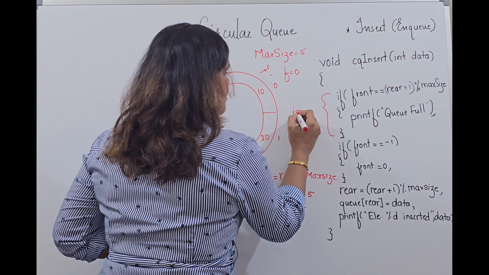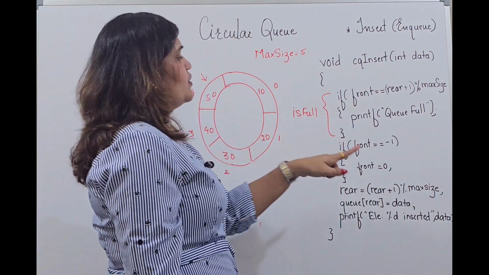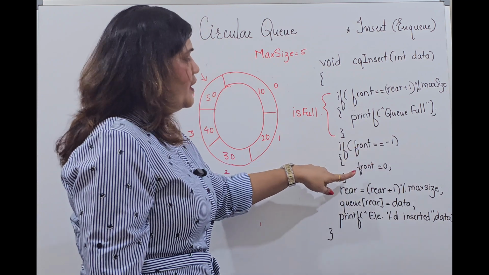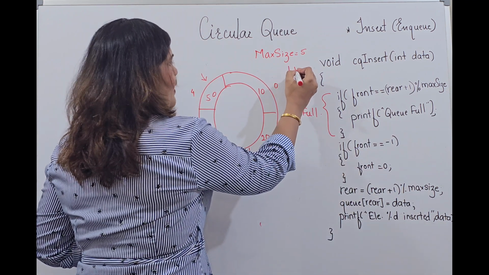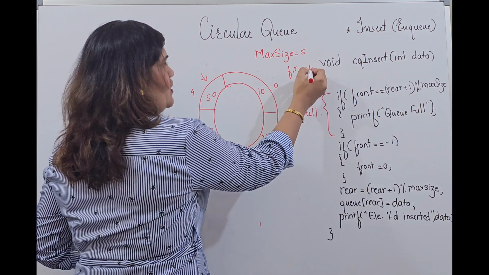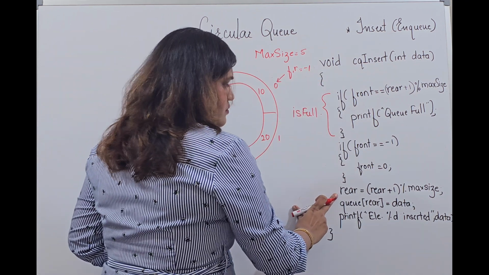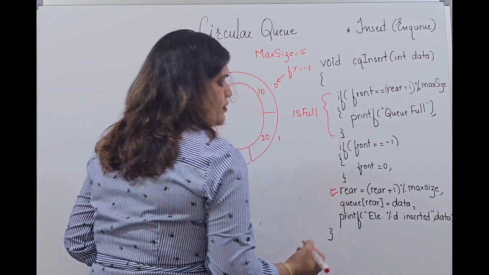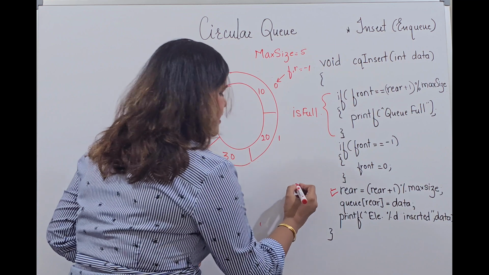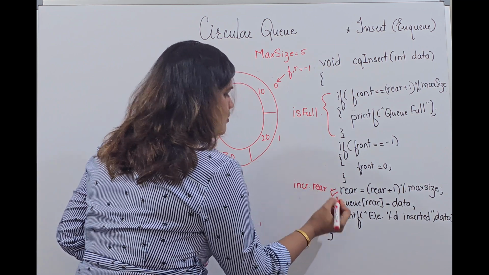So if front equal to -1, bring it to 0. We know this: if our front and rear are at -1, get it to 0. After that, rear equal to rear plus 1. Now this line is very important. What do you do in this line? You increment your rear.